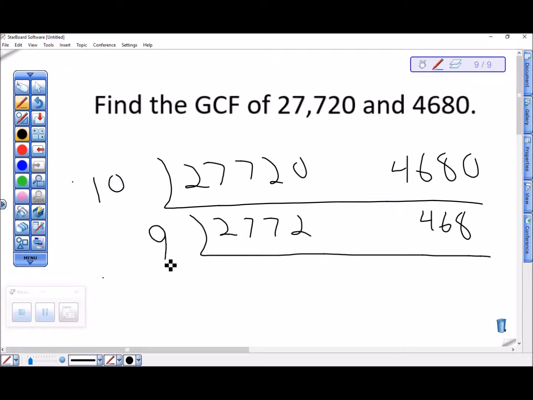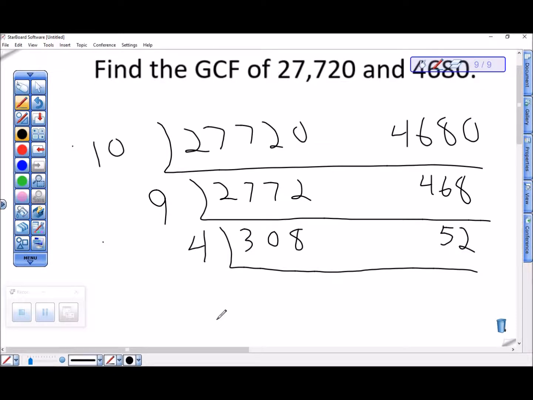I'm going to divide both of these by 9, so that would give me 308. This would give me 9 times 5 is 45, so 18 left over is 2, giving 52. Okay, now I can see that both of these guys are divisible by 4, because the last two digits of each is divisible by 4.